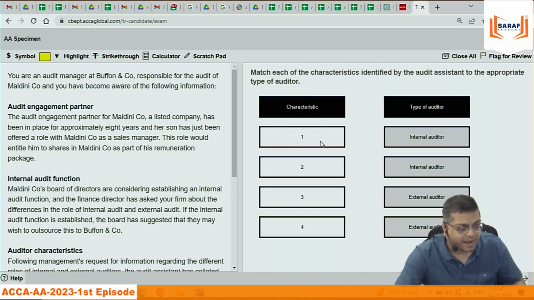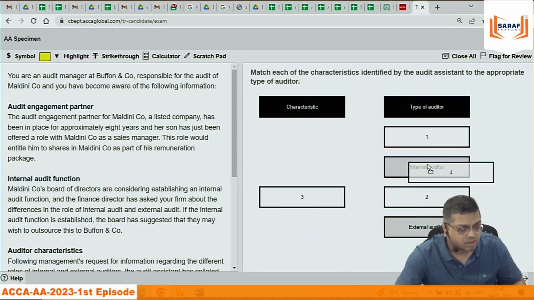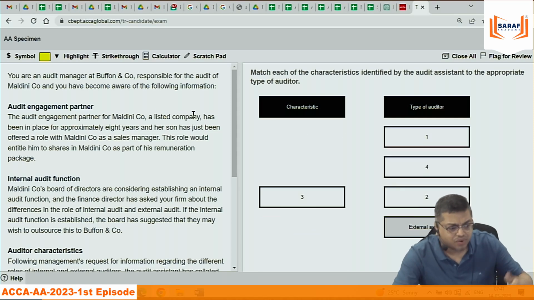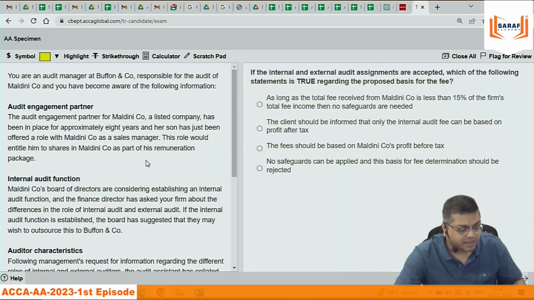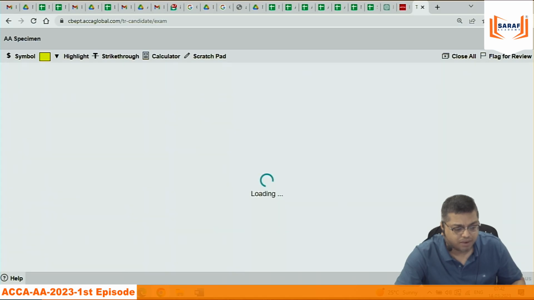Then again, match the following. 1, 2, this one, whatever. This is like the first category. This is still the same scenario is running. And then on the basis of the same scenario, the last question. 5 questions they have given.